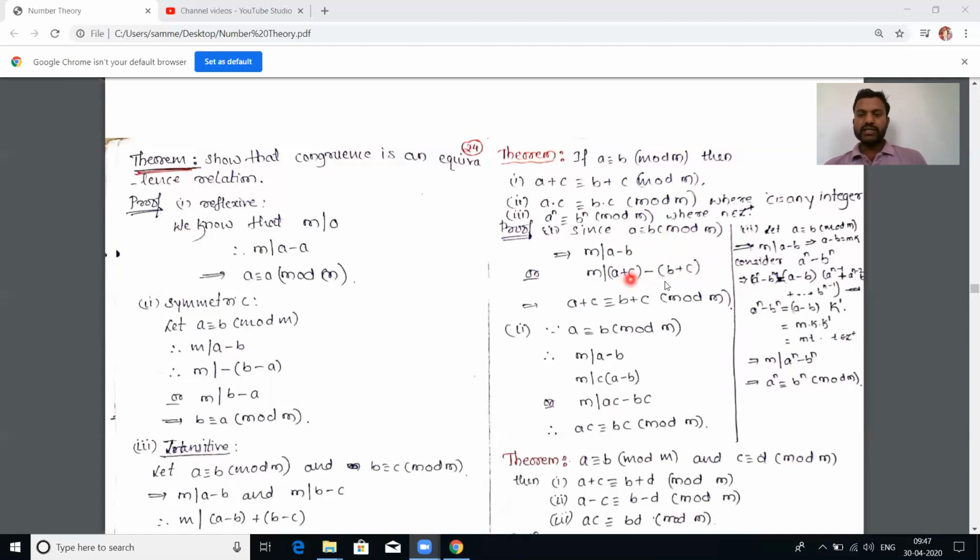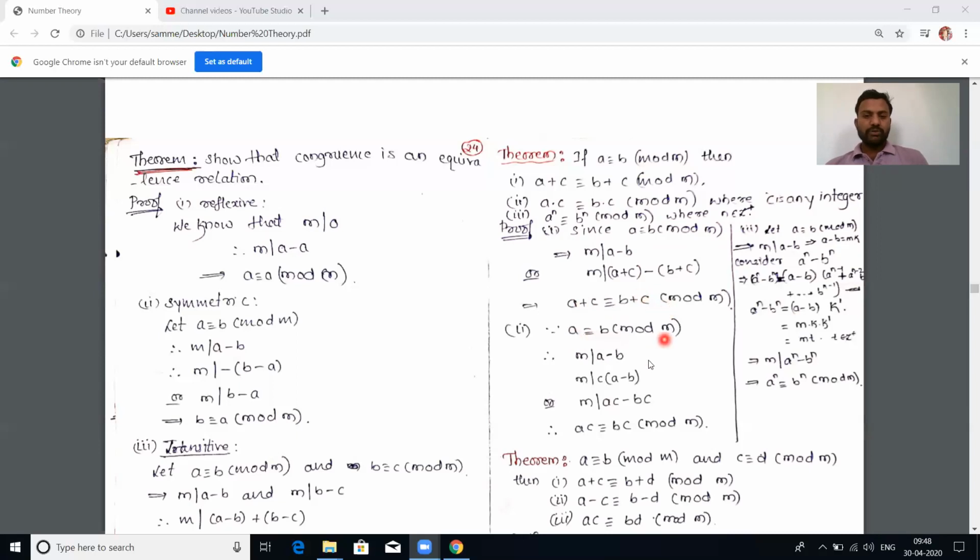So we have added and subtracted c here. So m divides a plus c minus b plus c. Since m divides a plus c minus b plus c, again by using the definition of congruence, a plus c is congruent to b plus c mod m. Now the second one.